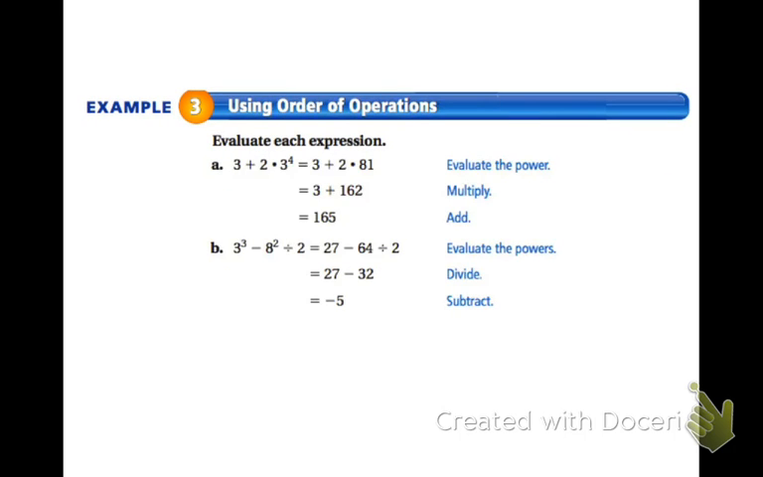When you use order of operations, you want to evaluate the powers after you do parentheses. So it would be the same time you would be doing any kind of roots or cube roots, and so forth. So 3 plus 2 times 3 to the 4th power. We have to evaluate the power first. So 3 is a repeated factor 4 times, is 81. Then do the multiplication, so 3 plus 2 times 81, multiply the 2 times the 81, then add. In part B, 3 cubed minus 8 squared divided by 2 is going to be equal to 27 minus 64 divided by 2. You must divide before you subtract.